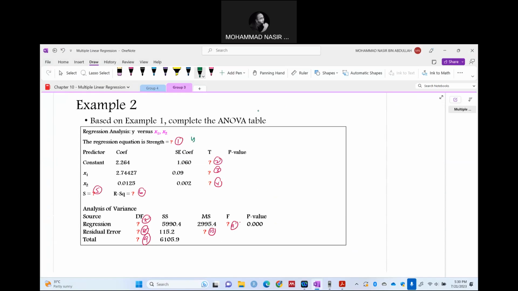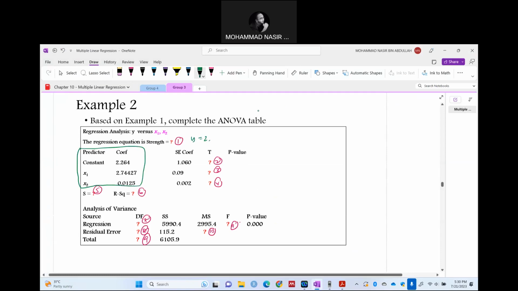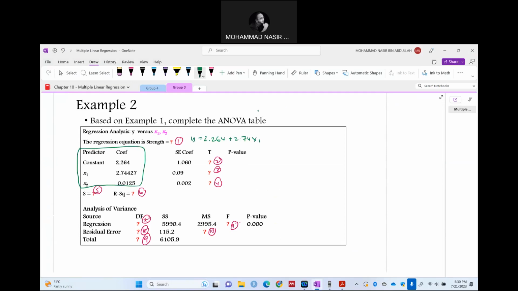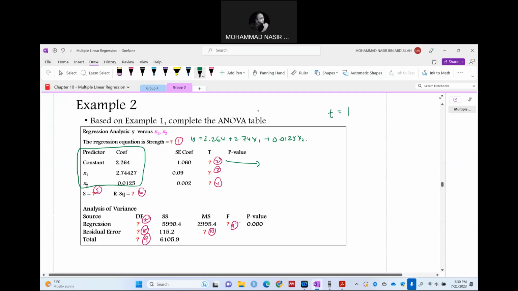So we're looking at the first table, right? So y equal to 2.264 plus 2.74 x1 plus 0.0125 x2. So this is the regression equation. And to find number 2, t is equal to beta i, the coefficient value, divided by the standard error of the coefficient.